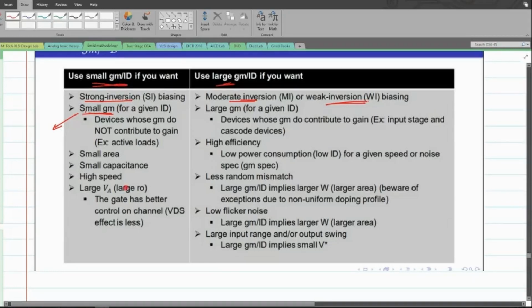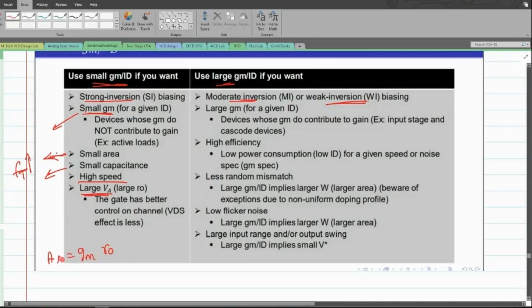The area of the transistor will also become quite small, and the capacitance will also become small, and both these effects in turn help us to increase the transistor transit frequency. The fT of the transistor becomes higher, so generally it leads to a very high speed circuit. And we need a large value of VA, because as I said, the gain becomes small just because the gm is small here.